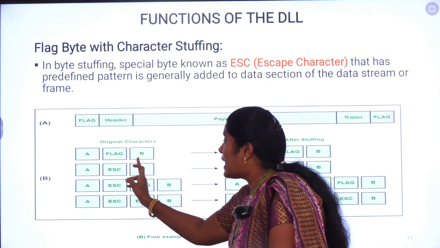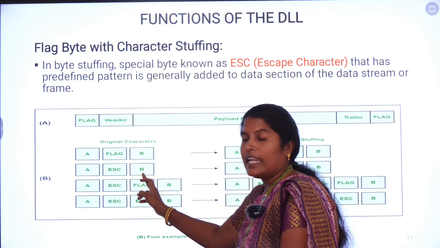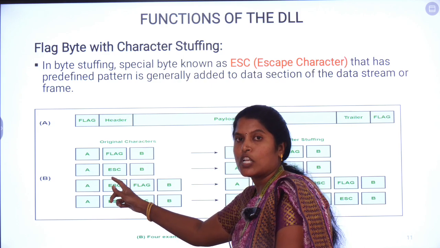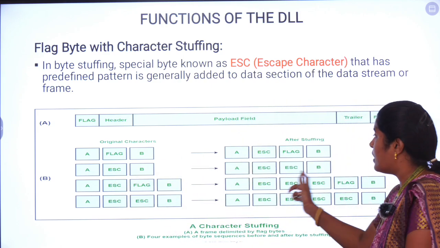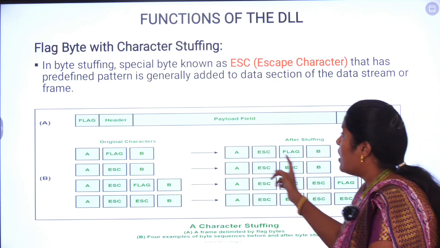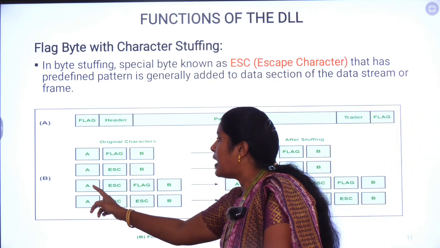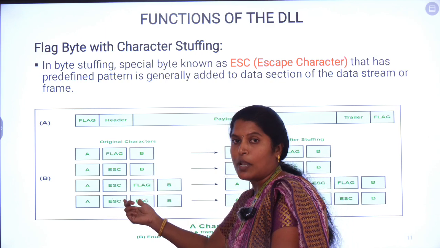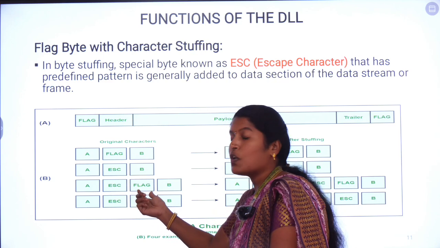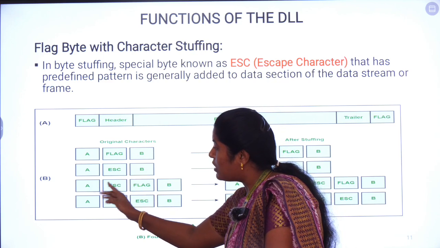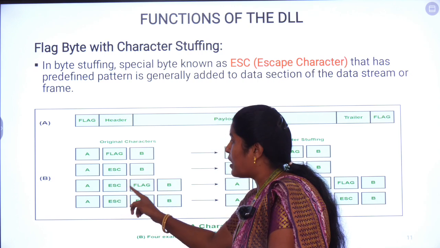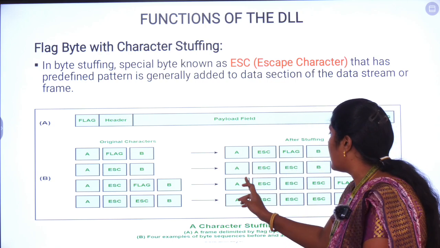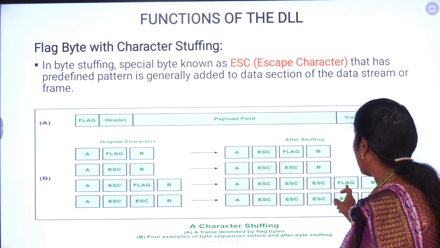Second, the original character is A, escape, B. Again, in this original character, escape is a special pattern. So before this escape, we have to include a special character called escape. After stuffing, it becomes A, escape, escape, B. Let us consider the third original character, which is A, escape, flag, B. Here there are 2 special patterns, escape and flag. So we have to include an escape character before this escape pattern and one more escape character before this flag pattern. After stuffing, it becomes A, escape, escape, escape, flag, B.